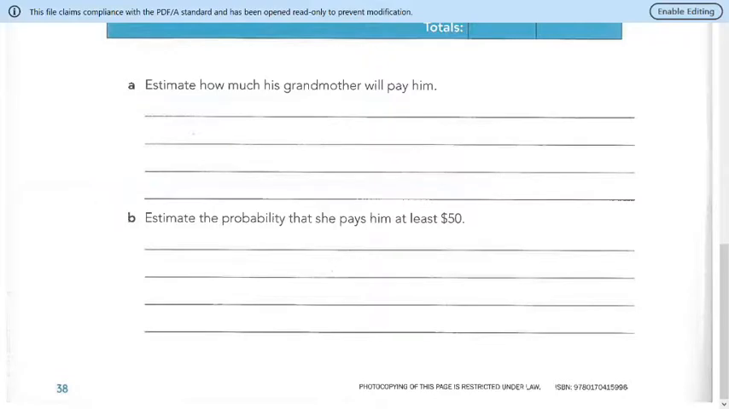Okay? And it wouldn't hurt, for those of you who are shooting for excellence, to say, because, right? And it also might not hurt to say, I might expect a different probability if you did it again. Okay? All right.